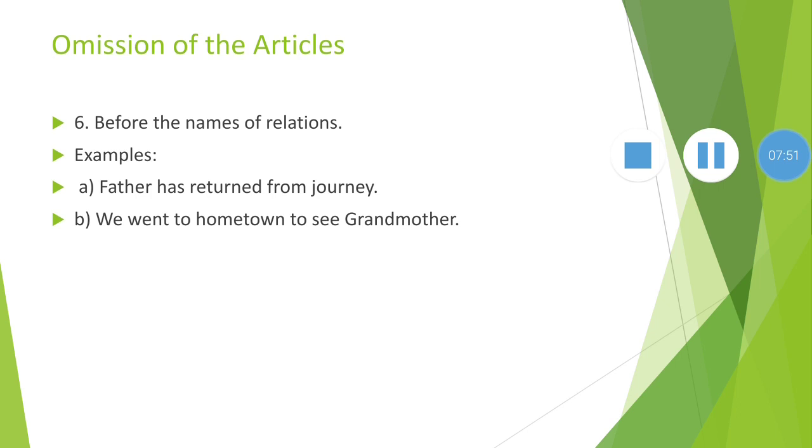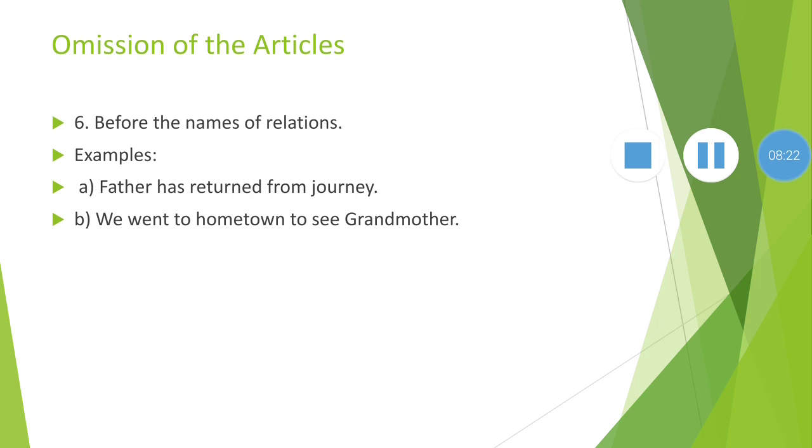Before the names of relations. In our family there is a father and son, mother and son, mother and daughter, son and grandson, etc. Such are the many relationships. So when there is a relationship, we delete the article. Let's see the example. Father has returned from journey. Father indicates the relationship, so we delete the article before the word father.